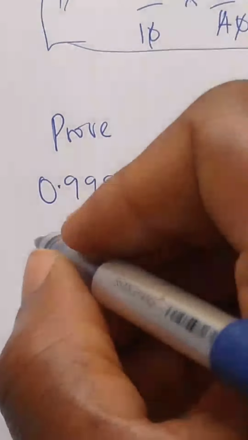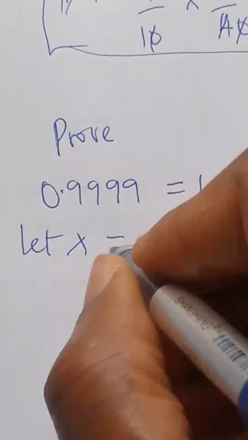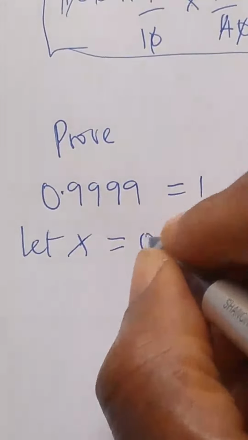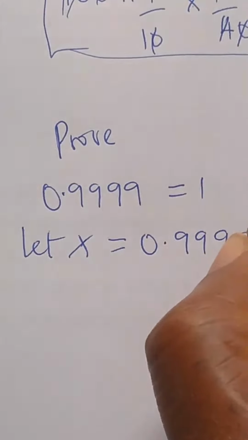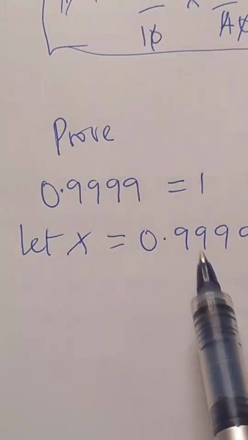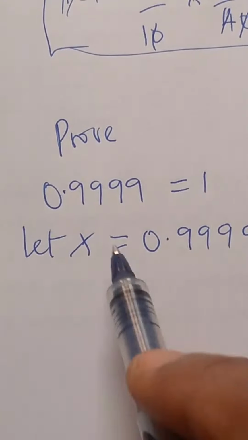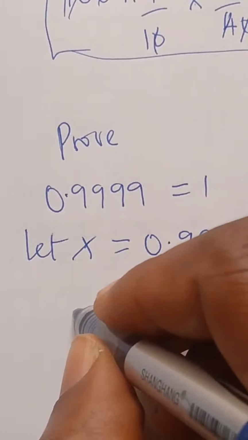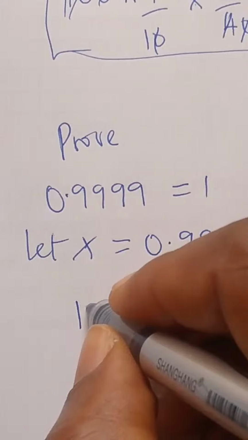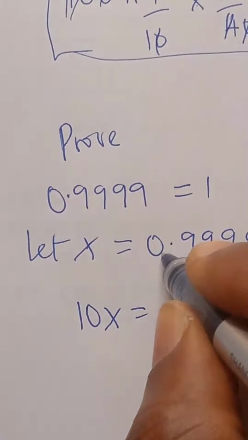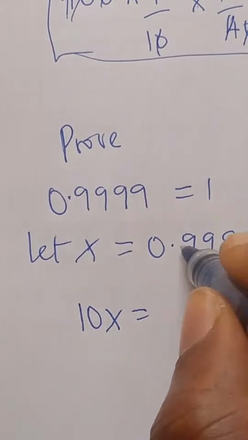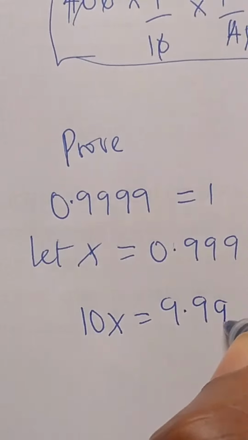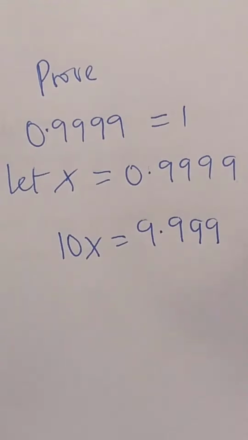Now, the first solution says let this 0.9999 be x. So if 0.9999 is x, we multiply both sides by 10. 10 times x will give us 10x. And 0.9999 times 10, if you multiply by 10, the decimal moves one place like this. So we have 9.999.